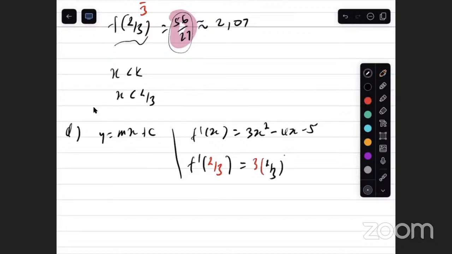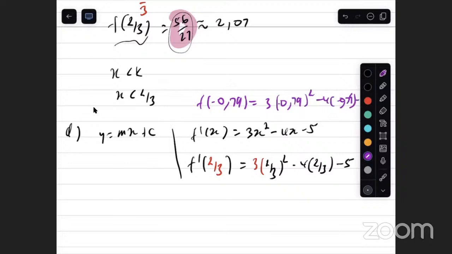So 2/3 squared minus 4 into 2/3. We're using specifically the derivative of the function f of x because we're looking for the gradient at the point of inflection. For the earlier points, I think it was negative 0.79: the gradient at that point, 3 into negative 0.79 squared minus 4 into negative 0.79, minus 5. This should give you 0. That 0 is your gradient.